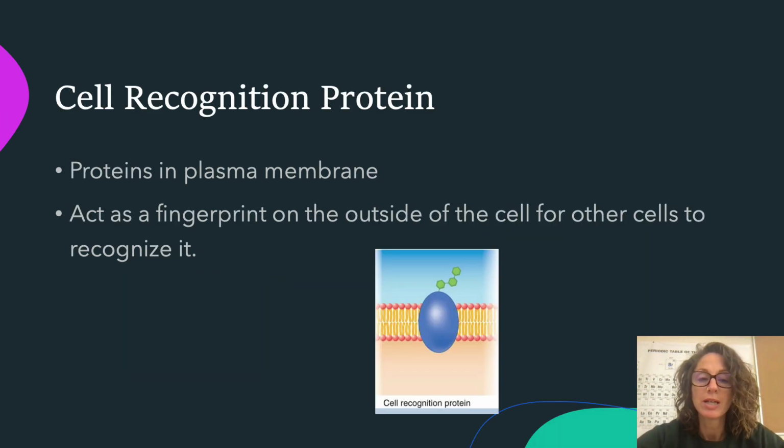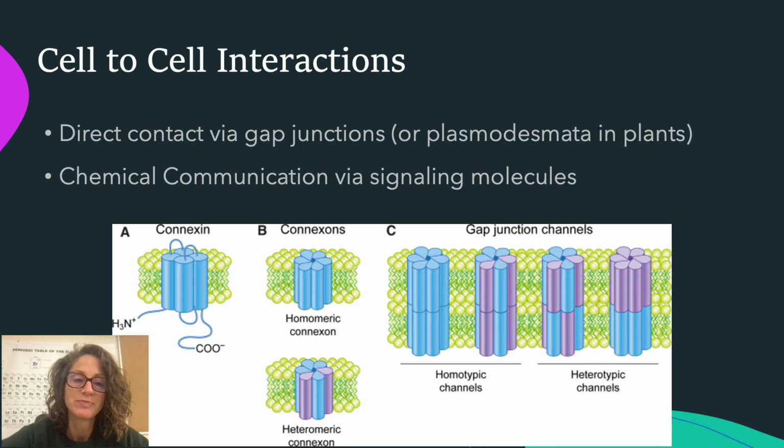So in cell recognition, we have the proteins in the plasma membrane. Like I said, they're acting almost like a fingerprint, telling other cells outside of that cell what kind of cell it is or what its purpose is. So it's almost like a fingerprint, which is really cool.